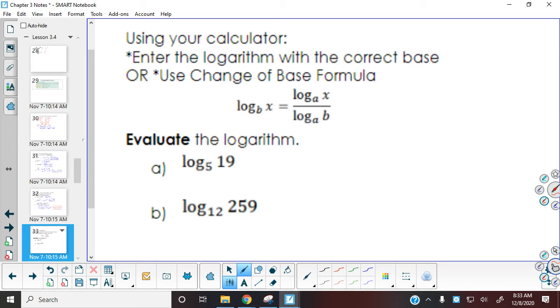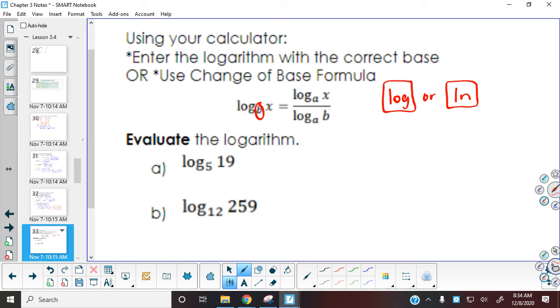Basically, most calculators, unless you have some of the scientific calculators with the newer programming, don't have any bases except for base 10, which is log, or the natural log, which is just base e. Those are the most common buttons you will see on a regular scientific calculator. So this opens the door for you to use those types of calculators when you're evaluating logarithms.